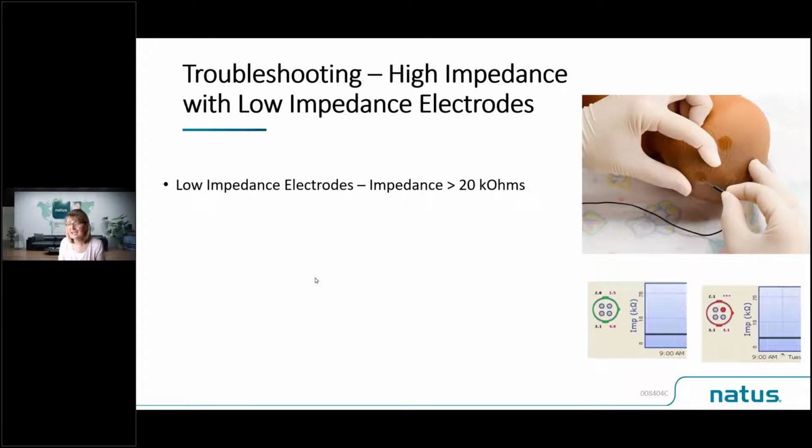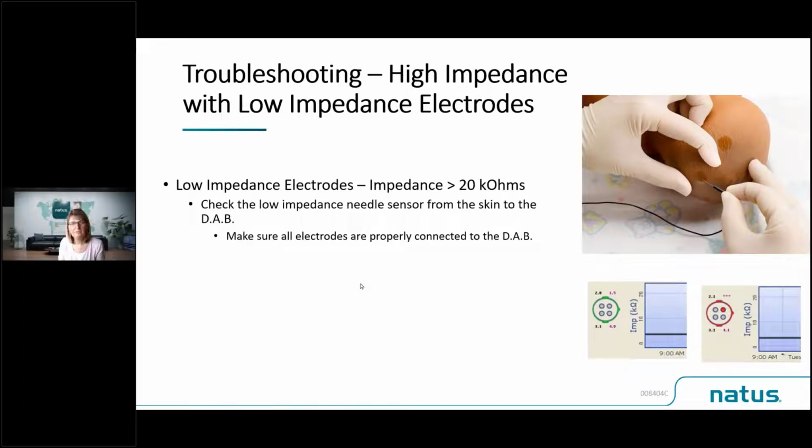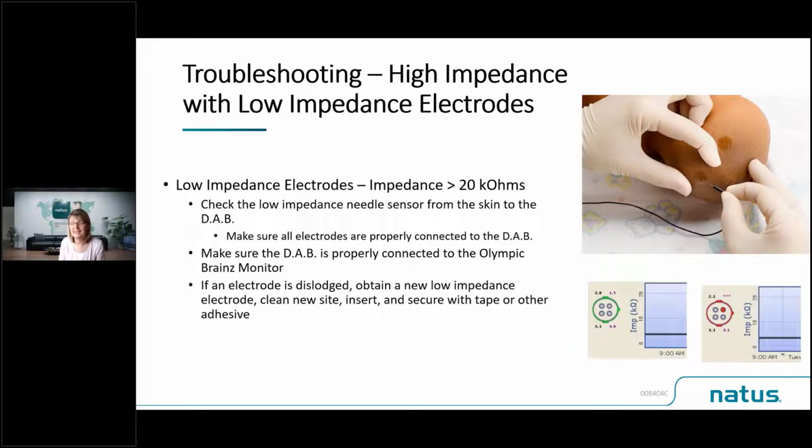For troubleshooting, again, you should not see impedance of greater than 20 kiloohms. You'll get your alert on the monitor. If you do, then again, check that needle. It hasn't come out, it hasn't been dislodged, it's properly connected to the data acquisition box, and that the data acquisition box is properly connected to the monitor. And if you do find your electrode is dislodged, then get a new electrode.